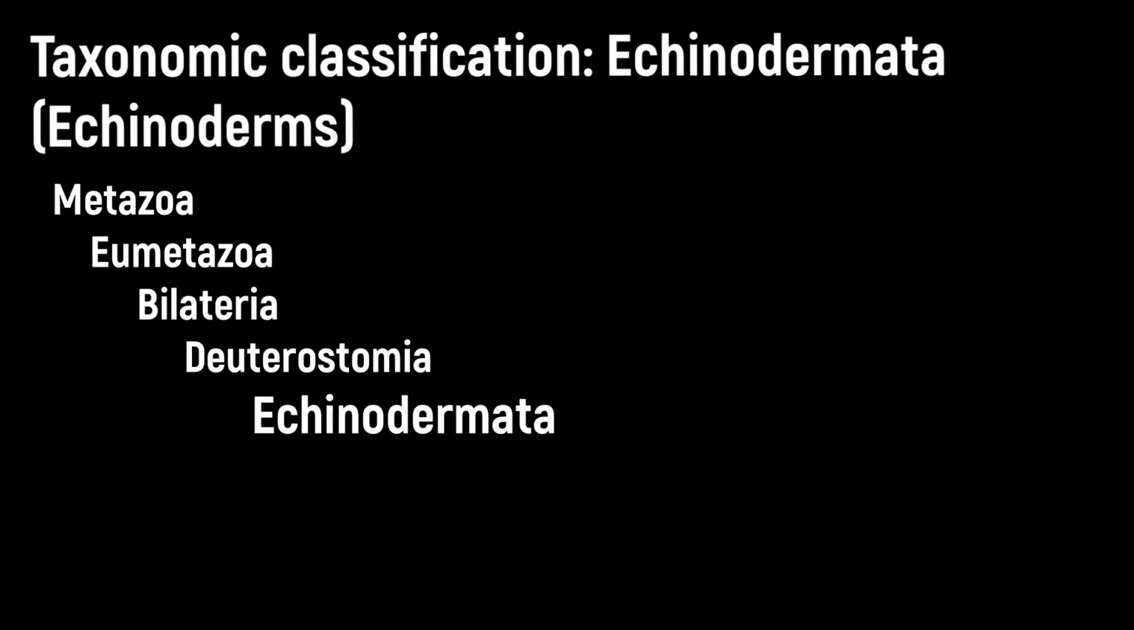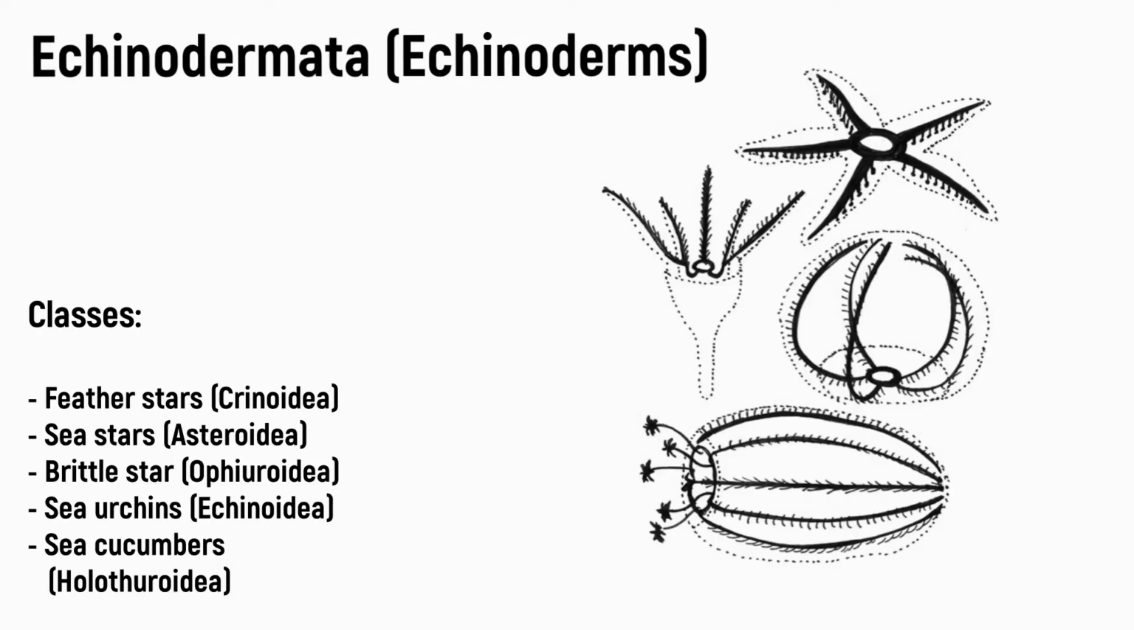The echinoderms, or Echinodermata, are an animal lineage belonging to the Deuterostomia. About 6,300 modern species of echinoderms are known worldwide, making them the second largest group of animals within the Deuterostomia after the chordates. The Echinodermata are traditionally divided into 5 classes: the sea lilies and feather stars, Crinoidea; the sea stars, Asteroidea; the brittle stars, Ophiuroidea; the sea urchins, Echinoidea; and sea cucumbers, Holothuridia.